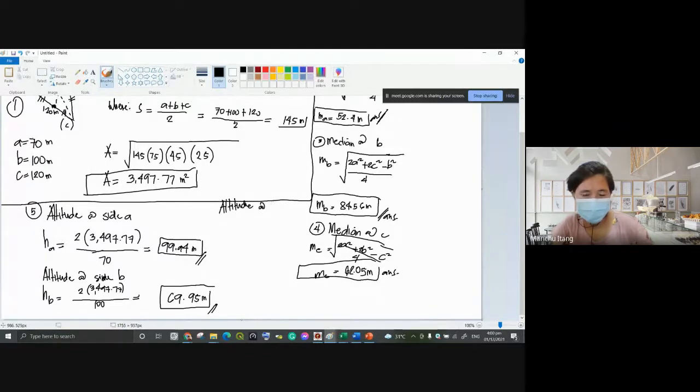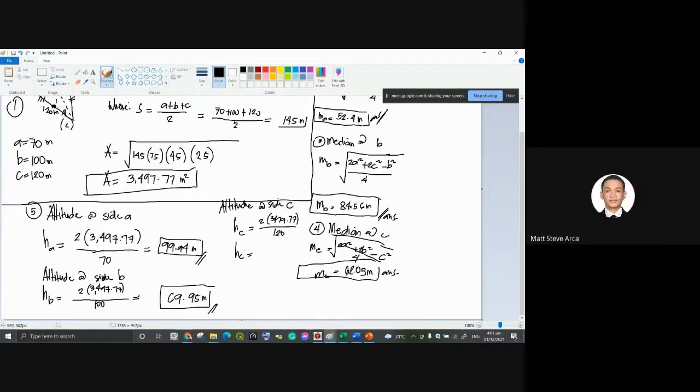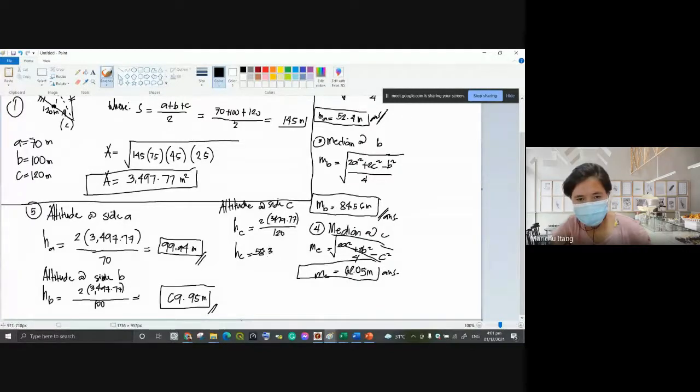For the last one, kindly solve for the altitude at side C. So HC is equivalent to 2 times 3,497.77 over 120. So HC is equal to, what is the answer? 58.29 meters. Okay.